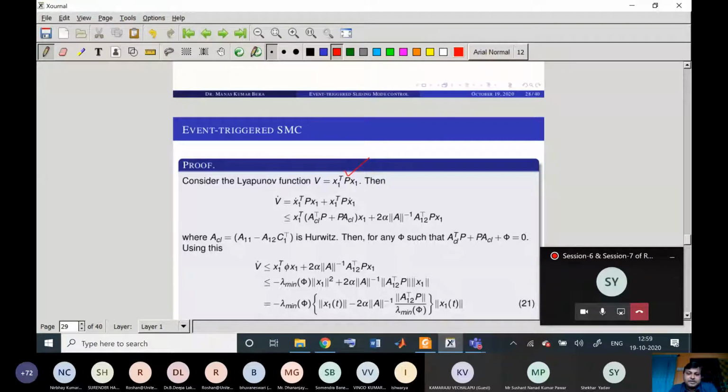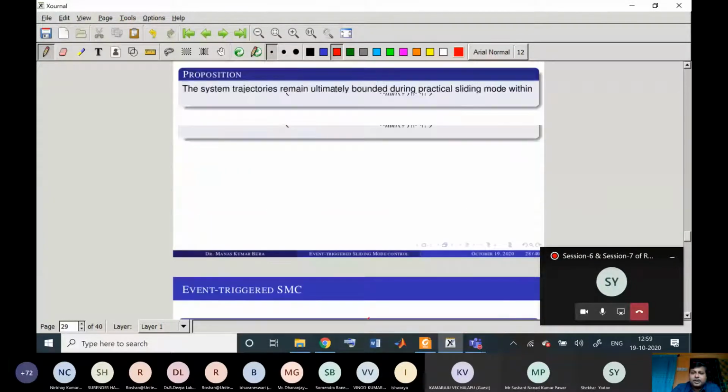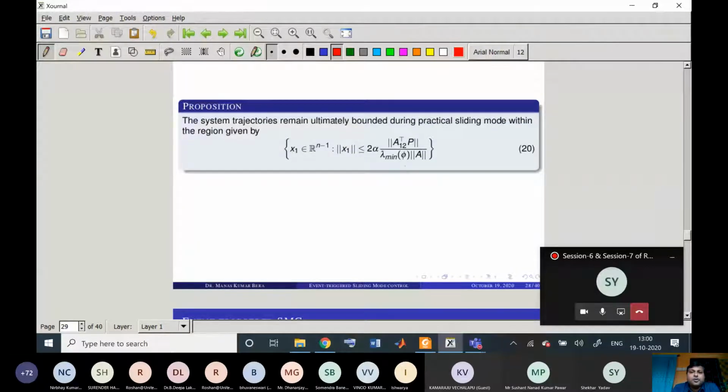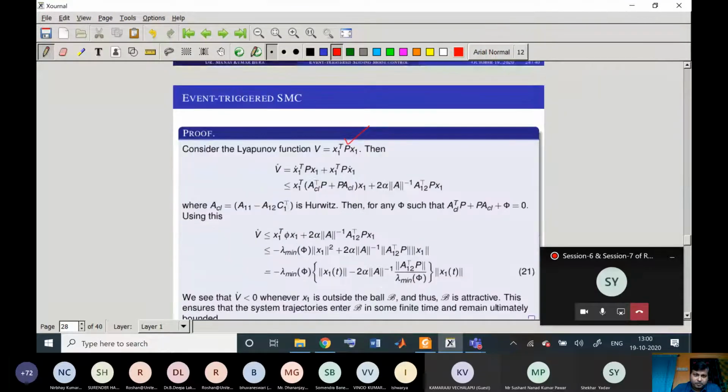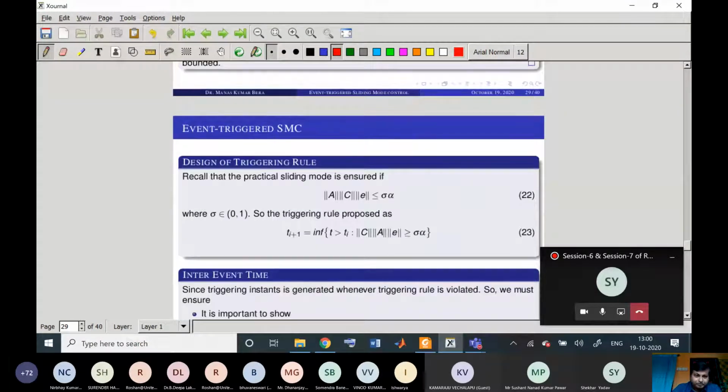Because we are going to derive the stability condition of the system state x1, we compute V dot, and with the regular calculation it can be shown that x1(t) will always be bounded by 2 alpha norm of A1 transpose P by lambda min of phi, that is norm of A. This is the radius of the ball inside which x1 will lie. So here we are utilizing the notion of ultimate boundedness of the system trajectory, which is the notion of practical stability.